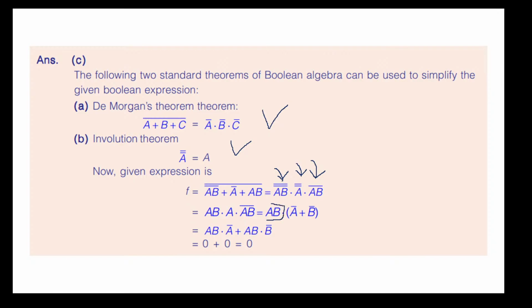So I have taken a and b as common and I have written the remaining terms in the bracket. The remaining terms are a bar plus b bar, right? Now what I have done is I have multiplied ab into the bracket. I have opened up this bracket, so what it becomes is ab dot a bar plus ab dot b bar. Now we all know that a bar into a equals 0.